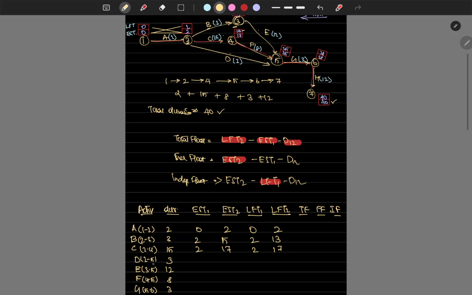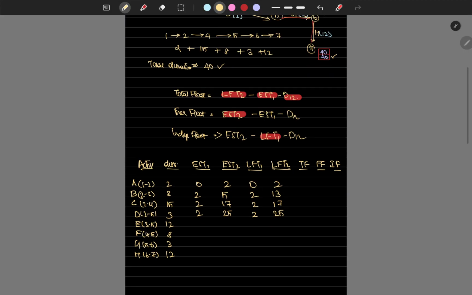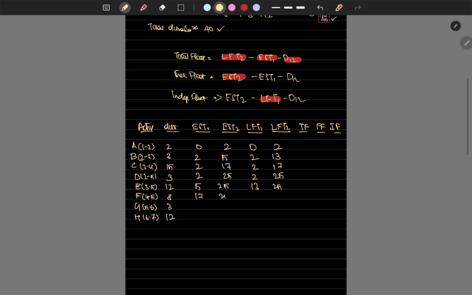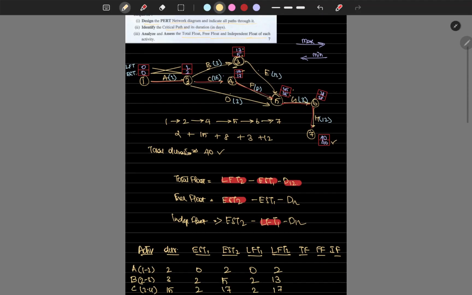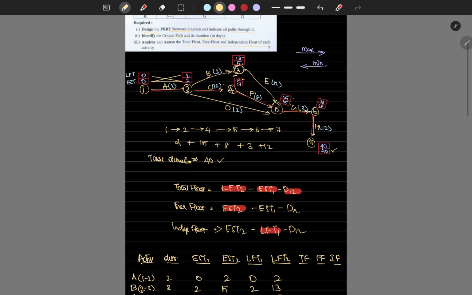Same goes for 2 to 5, which is EST1 is 2, EST2 is 25, LFT1 is 2, LFT2 is 25. Then E, which is 5, 25, 13, 25. Then for F, 17, 25, 17, 25. For G, 25, 28, 25, 28. For H, 28, 40, 28, 40.